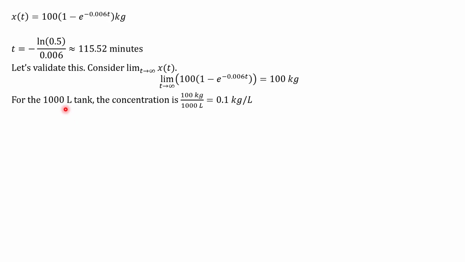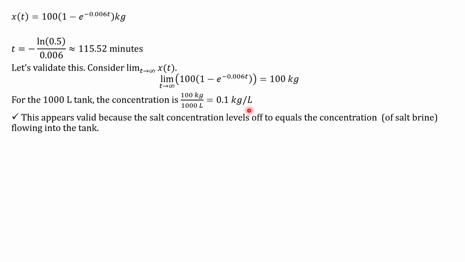And so for a 1,000 liter tank, the concentration is 100 kilograms out of the 1,000 liters, which is 0.1 kilograms per liter, which is exactly what we were told in the directions for the question. So this appears valid because the salt concentration levels off to equal the concentration flowing into the tank. So it seems like a valid answer that we came up with using our modeling and our math skills.